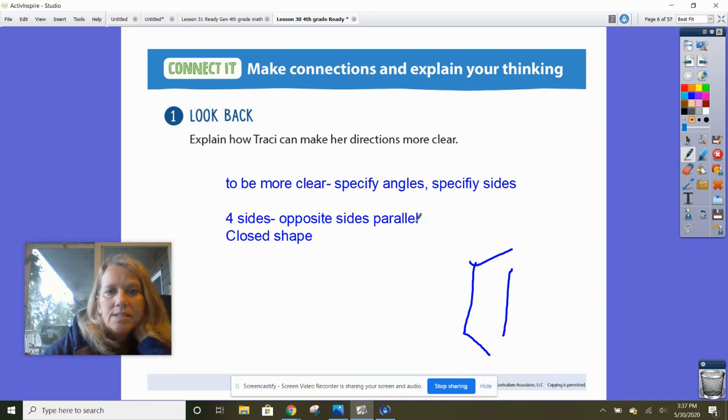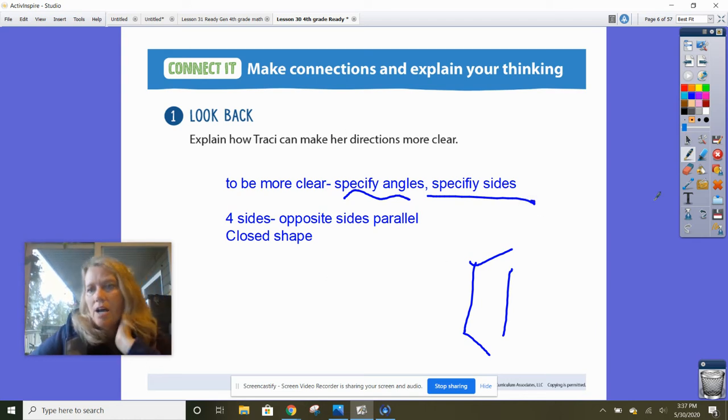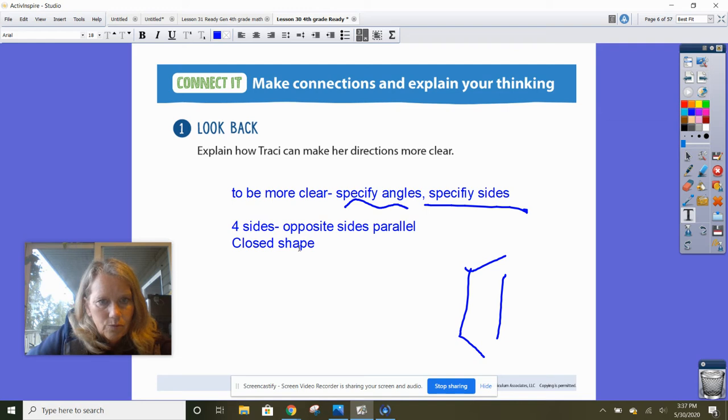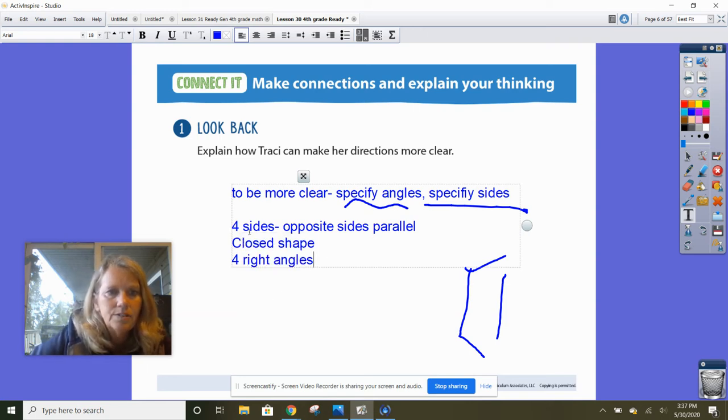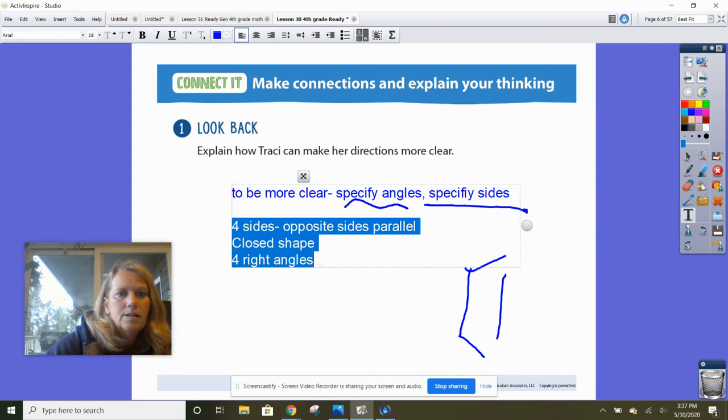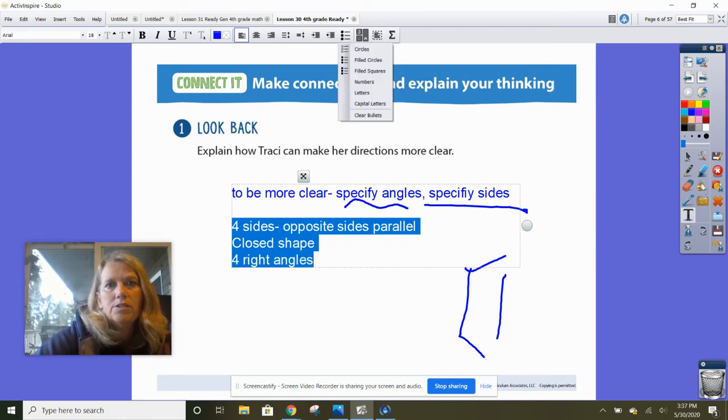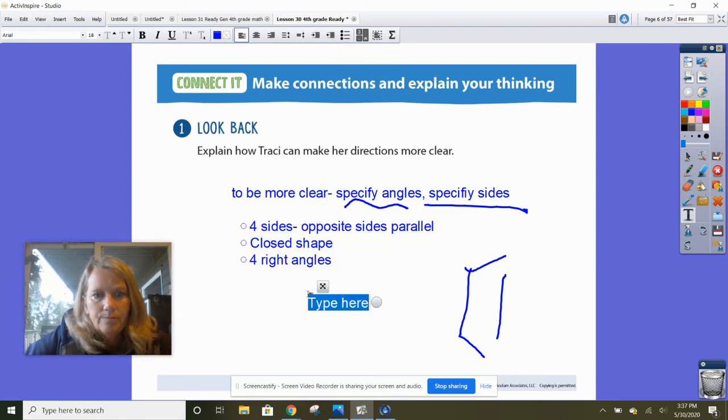So we said stuff about, oh no, we didn't say anything about the angles. We said stuff about the sides, 4 sides, opposite sides parallel. So then I would add in the angles. What kind of angles does it have to be a rectangle? Yep, we need 4 right angles. That's being specific. I don't know if it's going to let me highlight that and bullet. Bullets are nice. All right, there we go. Next.